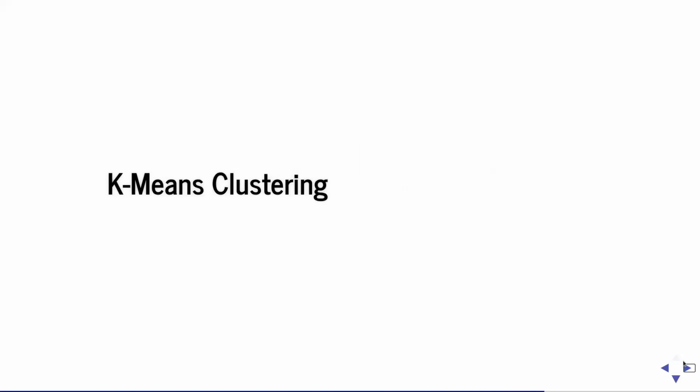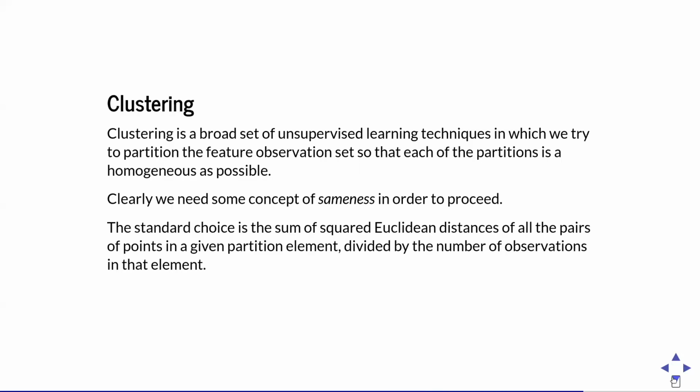Let's move on to k-means clustering. So clustering is a broad set of unsupervised techniques in which we're trying to partition the feature observations such that the partition elements are as homogeneous as possible. So we need some concept of what is sameness or what is homogeneity for these partition elements. And the standard choice is to take the sum of squared Euclidean distances of all the pairs of points in a partition element and then divide it by the number of observations. So basically the average squared Euclidean distance.